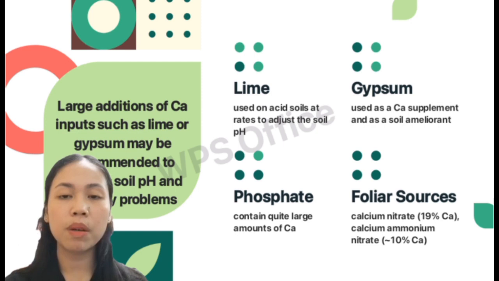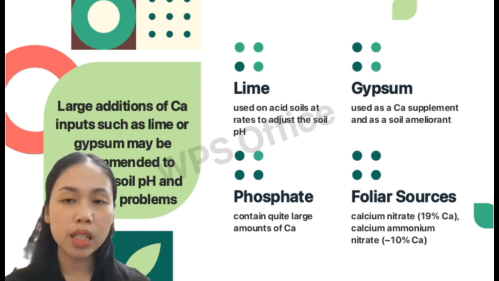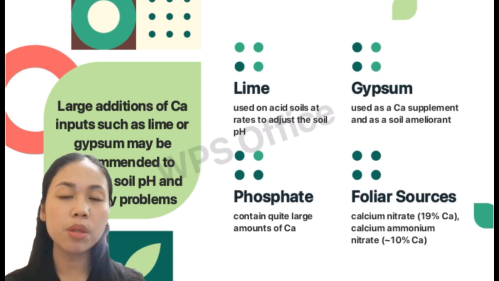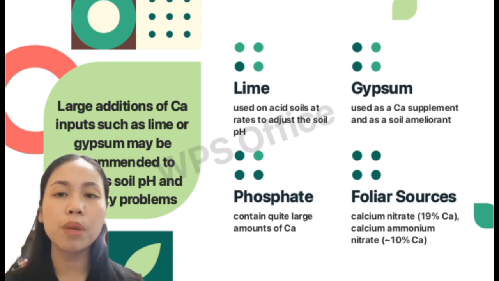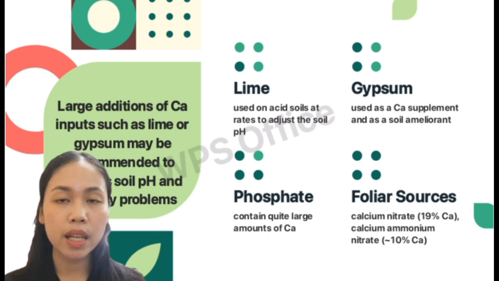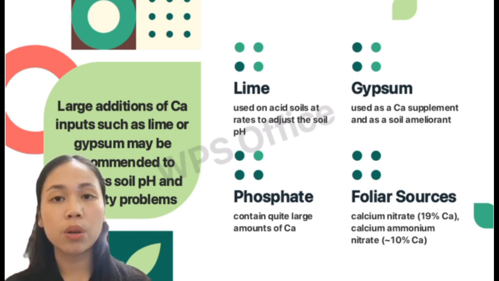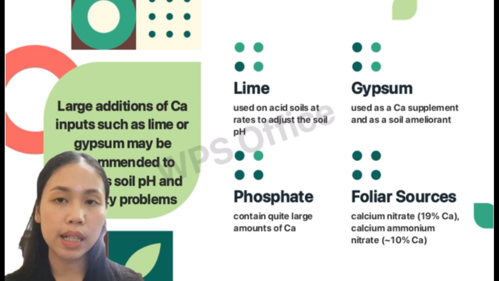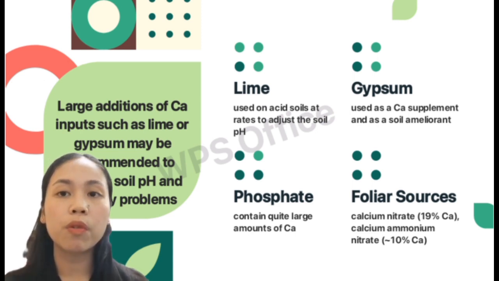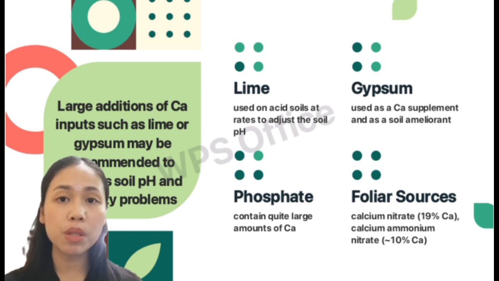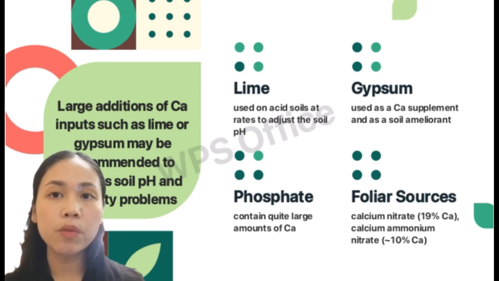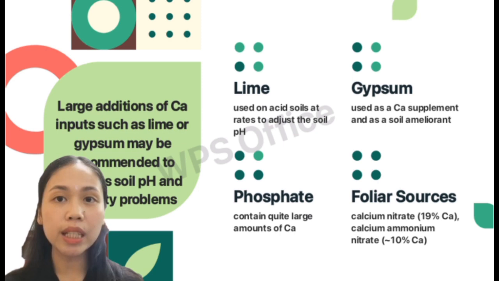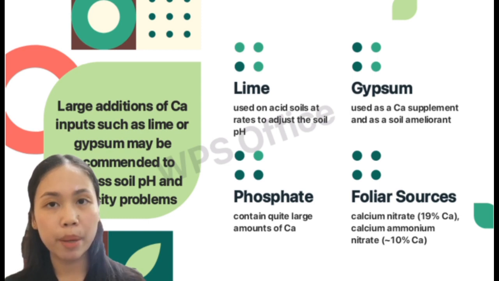For gypsum, about 23% calcium, it is used as a calcium supplement and as a soil ameliorant. When used, surface-applied gypsum needs to be applied well ahead of planting. Phosphate fertilizers contain quite a large amount of calcium: single superphosphate has 20% calcium, while triple superphosphate has 15% calcium. There is very little calcium in MAP or DAP.